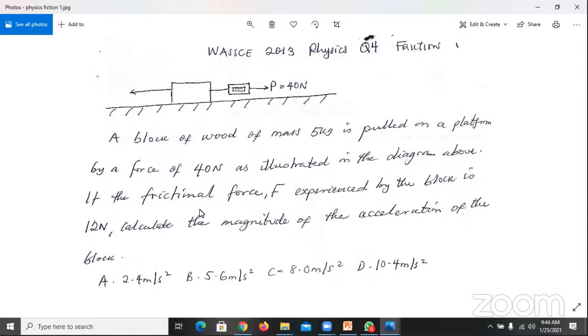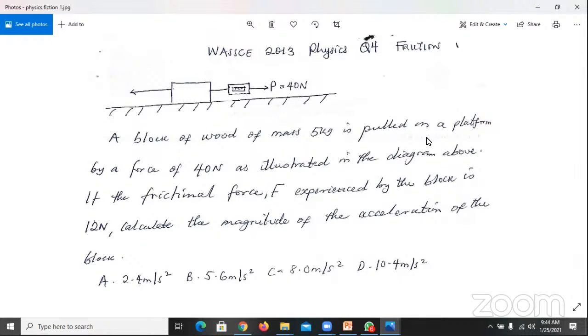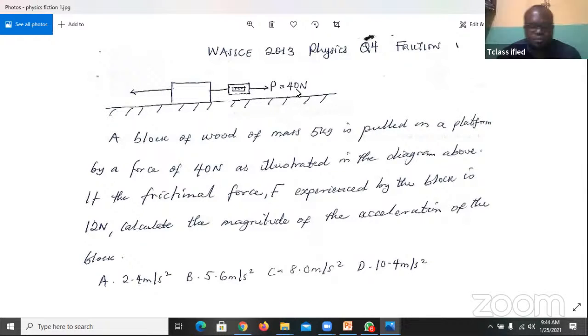Okay, so let's look at these friction problems. Yeah, so this is WAEC 2013 physics question number 4. A block of wood of mass 5 kilograms is pulled on a platform by a force of 40 newtons. This is the force pulling it. As illustrated in the diagram above, if the frictional force F experienced by the block is 12 newtons, so the frictional force that is opposing this motion is 12 newtons. Calculate the magnitude of the acceleration of the block.